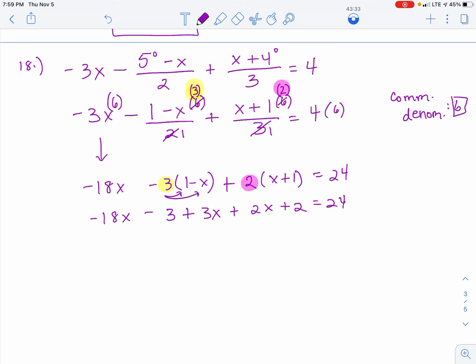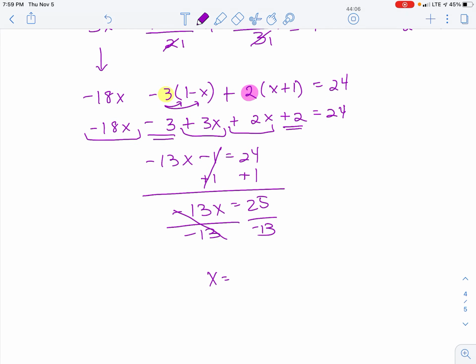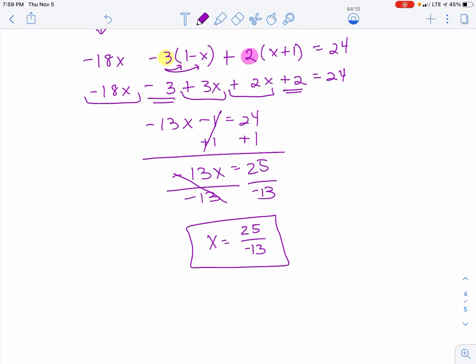Now you could probably pause the video, combine your like terms, and figure out what x is equal to, and come back and see if you got the right answer. And I'm going to go ahead and finish working through this. So I've got some x terms here that are going to give me negative 13x. And then I have some constant terms here, which is going to give me negative 1 equals 24. We add 1 to both sides. And that's the answer to number 18.